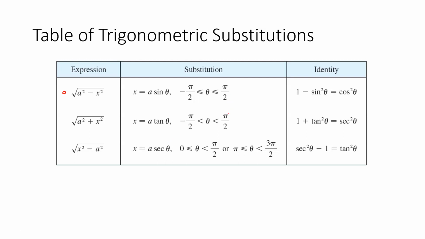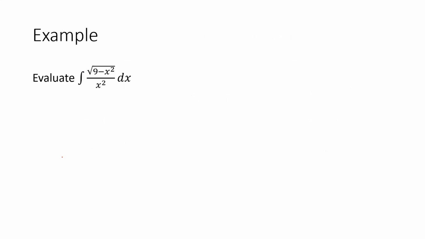And notice that we've also specified a certain range for theta in each case that ensures that the function is 1-to-1. That'll be important to keep in mind: by restricting this range for theta, we're allowing ourselves to do the inverse step later on. Each of these three cases we'll look at with some examples. So let's start with an example that is of this a squared minus x squared form.